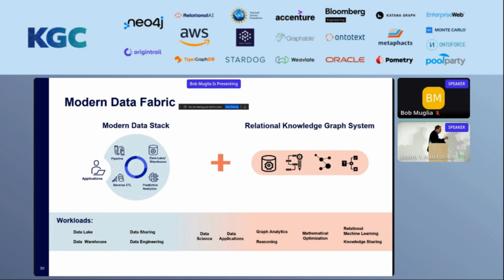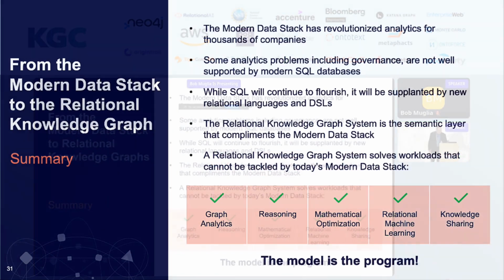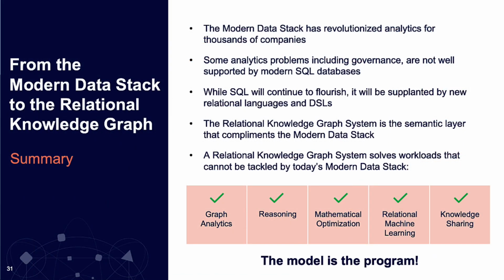With this technology, with relational knowledge graphs, we have whole new workloads: graph analytics, reasoning, mathematical optimization, and my most interesting favorite, which is relational machine learning. I don't know where that's going to take us, but I'm sure it's going to take us places we haven't dreamed of yet. And so it's exciting to see that as this technology emerges, these new things can be done with it. So here we are.